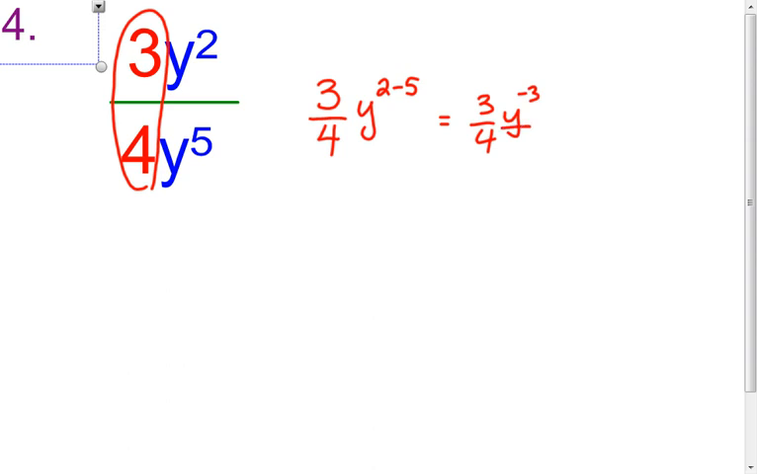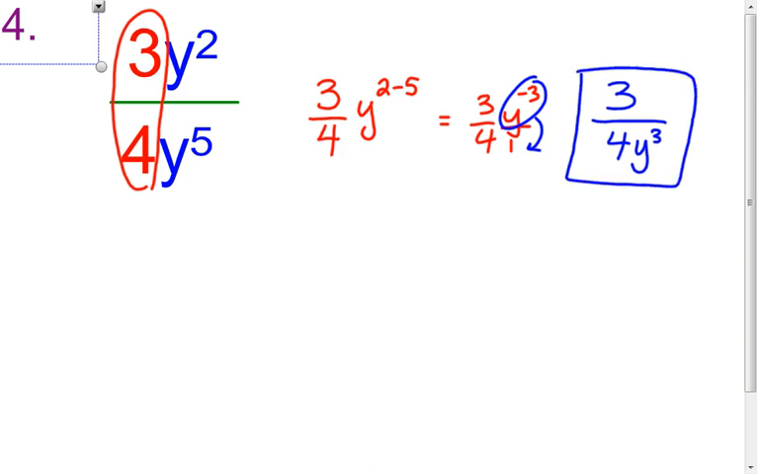Okay, now this y to the negative 3 is really over 1 right now. And because you have a negative exponent, this exponent needs to go to the bottom. And so what this will end up looking like is 3 over 4, and then that y cubed is going to go to the bottom too. So this is what your answer should look like. Some of you will do it that way.